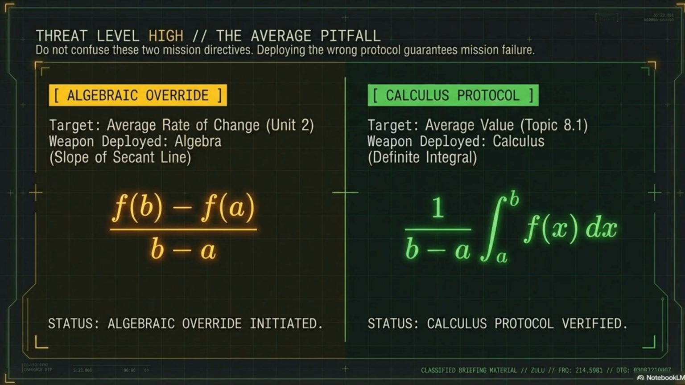Threat level high. The average pitfall. You must not confuse these two distinct mission directives, as deploying the wrong protocol guarantees mission failure. The average rate of change from Unit 2 requires an algebraic override, the slope of the secant line. However, finding the average value of a function requires the calculus protocol, the definite integral.